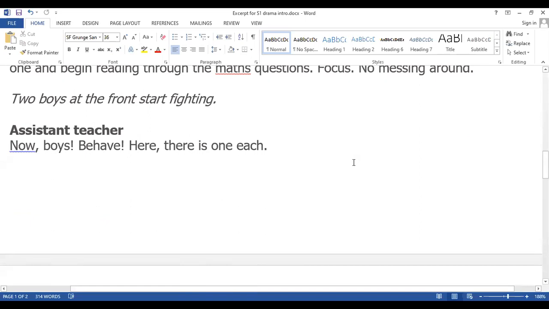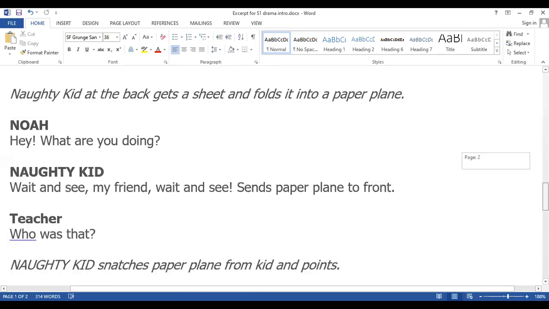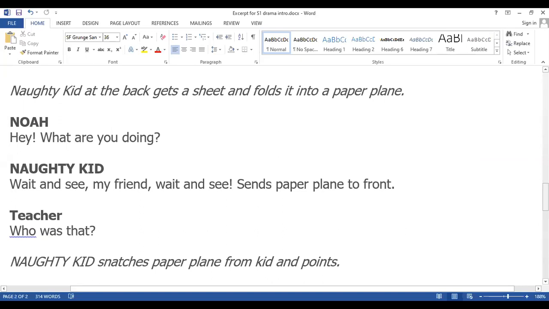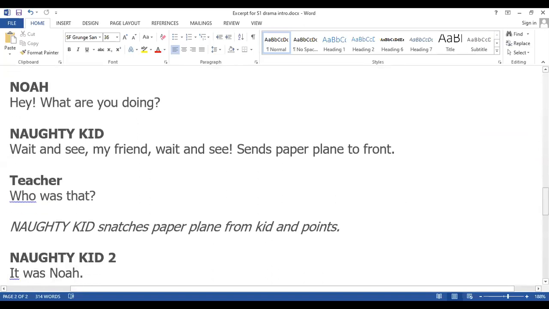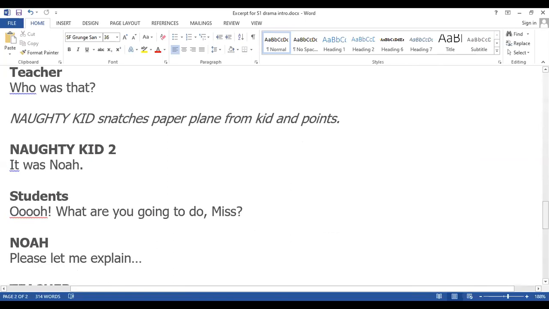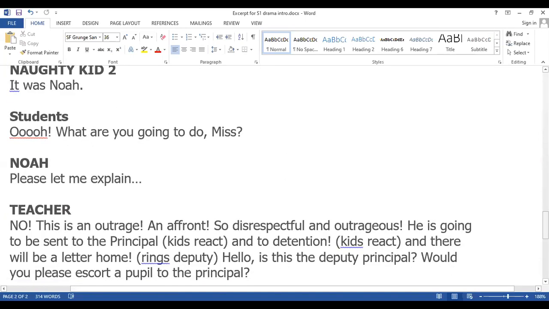Now, boys. Here, there is one each. Naughty kid at the back gets a sheet and folds it into a paper plane. Hey, what are you doing? Wait and see, my friend. Wait and see. Sends paper plane to the front. Who was that? Naughty kid snatches paper plane from kid and points. It was Noah. Oh, what are you going to do, miss? Please, let me explain. No.